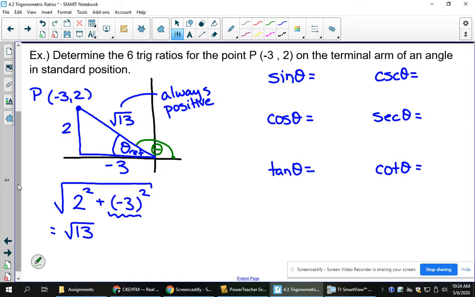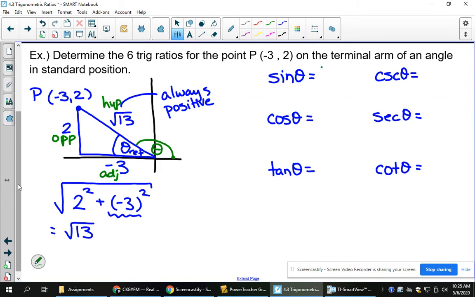But we can't really do opposite over hypotenuse for a big obtuse angle like that. So what we know works is that if we do all the math with the reference angle, it is the same as that big green standard angle theta that you see. So let me put my numbers in here. I've got opposite, adjacent, and hypotenuse.